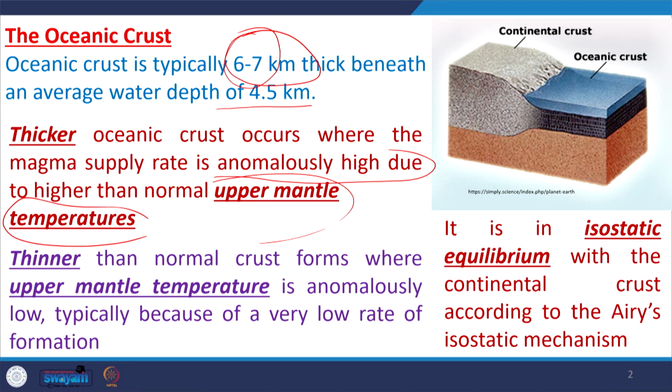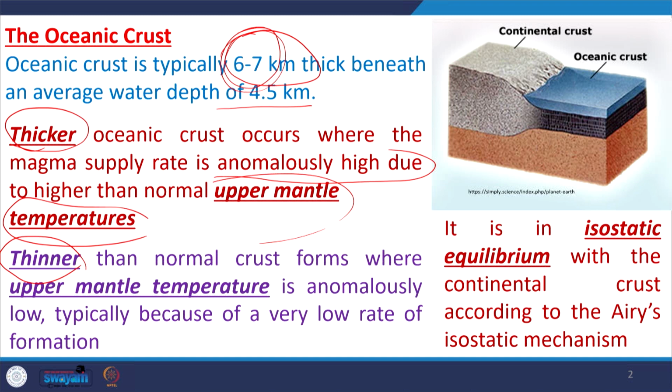Similarly, there is thinner than normal crust. It forms where the upper mantle temperature is anomalously low, typically because of a very low rate of formation. So, here there is an exception, maybe exceptionally thick, and there is an exception, maybe exceptionally thin, but on an average the oceanic crust thickness varies from 6 to 7 kilometer.